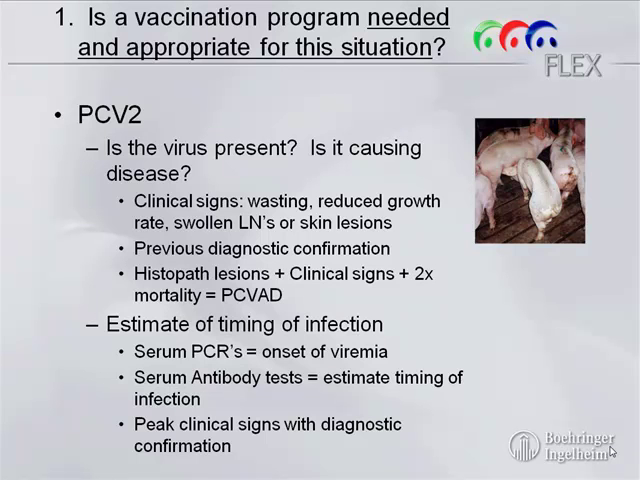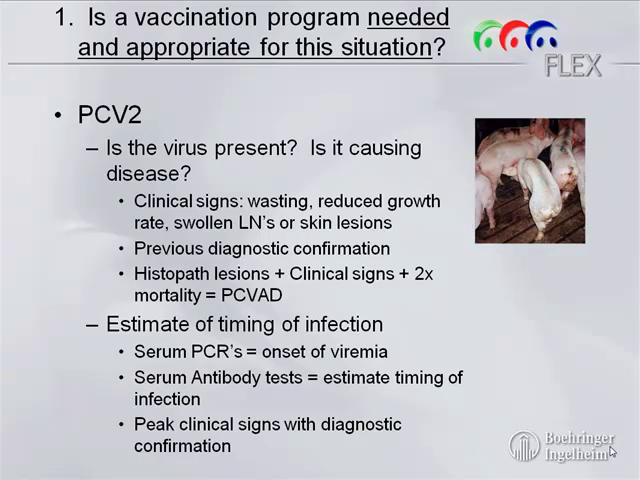And so as circovirus came on board, as we know it today, we've all seen the clinical signs. You watch the pigs wasting, you can see the reduced growth rate. So knowing if you have circovirus was pretty easy back then. We also have previous diagnostic information. We could use histopath lesions. We can look with histopath lesions, clinical signs, the 2x mortality to see if we have PCVAD. This is kind of old news today, at least in the US market.